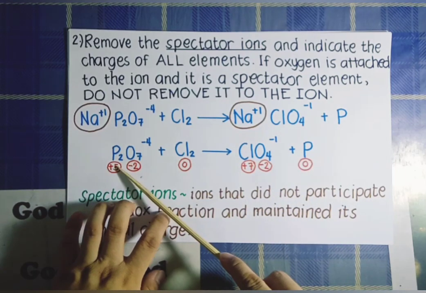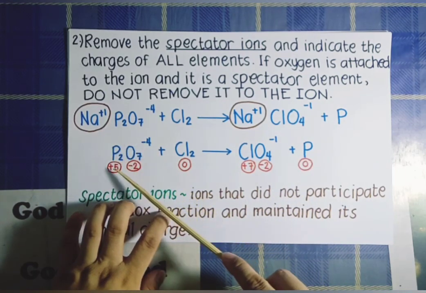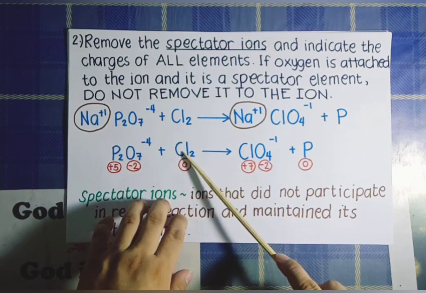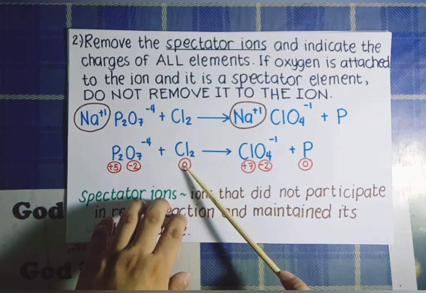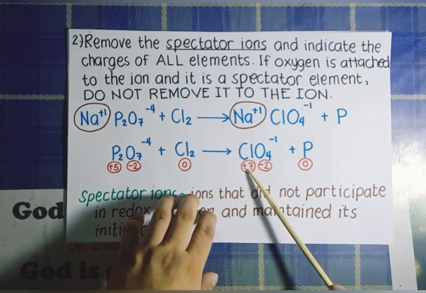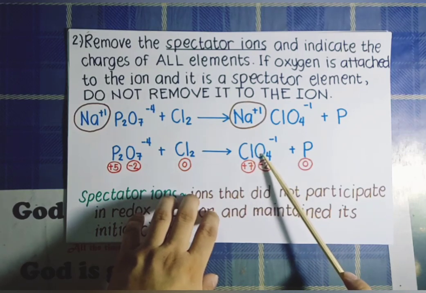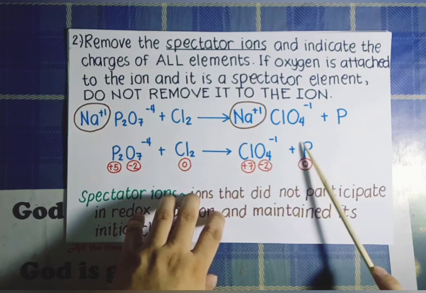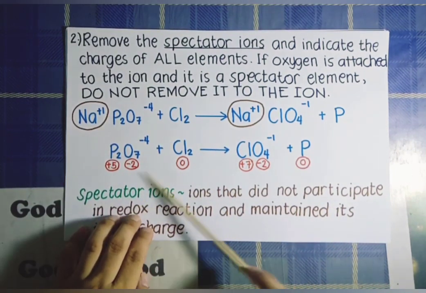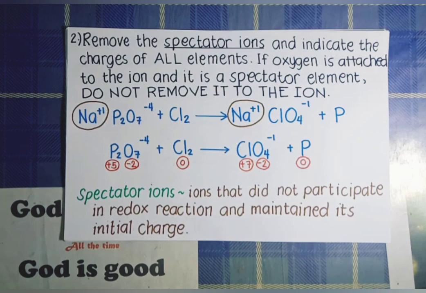Now, the charge of phosphorus in pyrophosphate ion is positive 5. The charge of oxygen here is negative 2. The charge of chlorine gas here is 0. The charge of chlorine in perchlorate ion is positive 7. The charge of oxygen in perchlorate ion is negative 2. And the charge of phosphorus here is 0. If you do not know how I arrived at these charges, you might as well watch my video about knowing the charge of an element in a redox reaction. The link for that video is in the description box below.